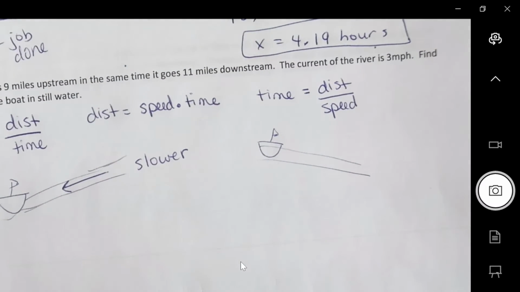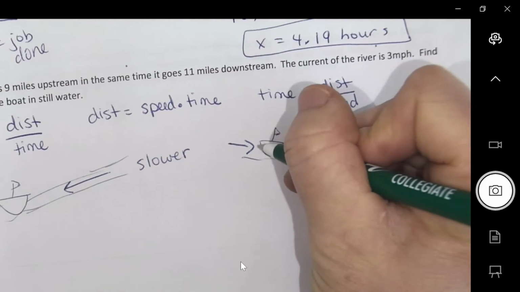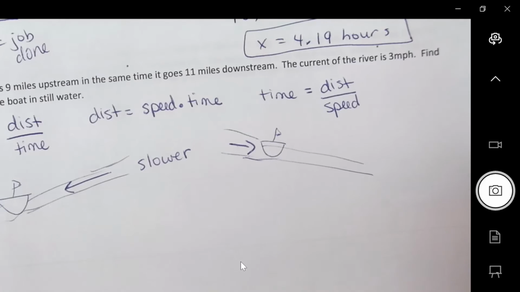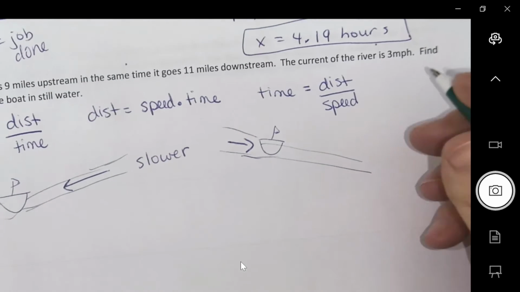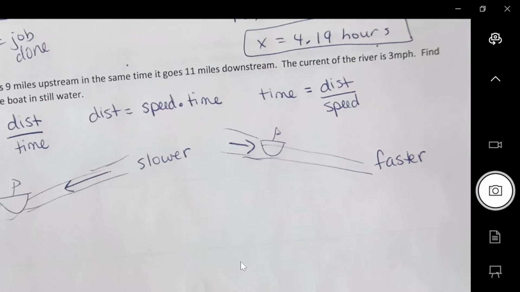Okay. What happens to you when you're going downstream or biking with the wind at your back? You're going to get going faster. Okay. So those are some things we need to understand. Something that's coming at us, slowing us down, or something pushing us from behind, right? And you can really feel that when you bike.